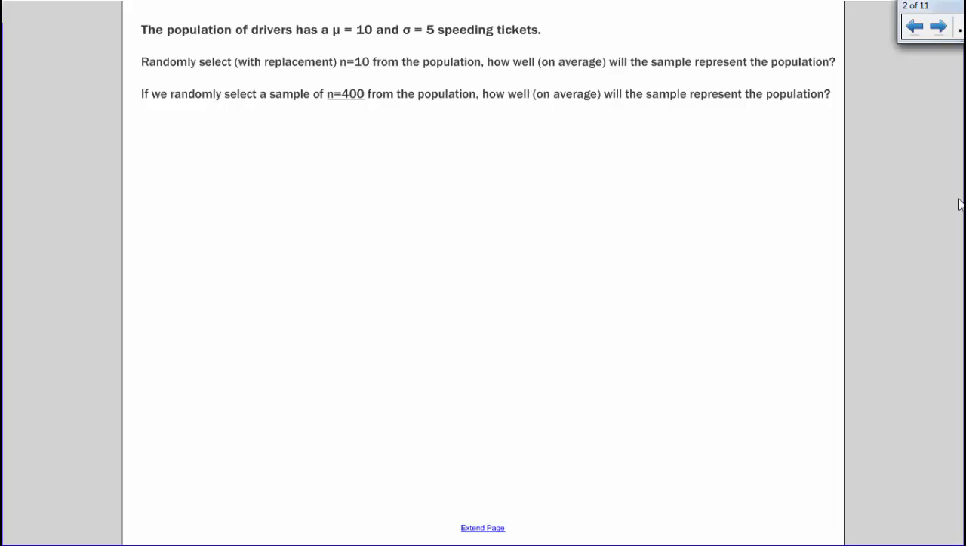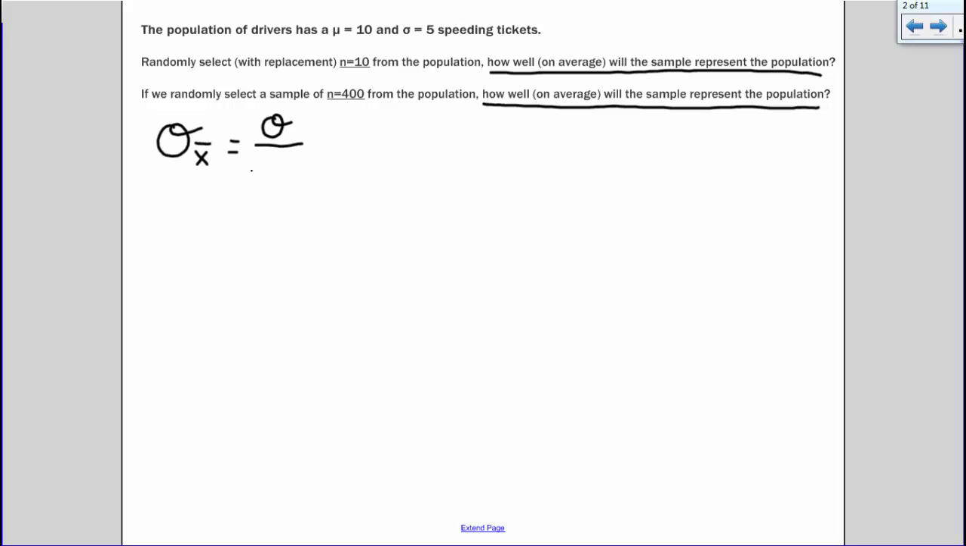And then the second one, same thing. If we randomly select now a sample of 400 people from the population, how well do we think their sample mean will represent the population mean on average? So if we are wanting to know how well, on average, the sample represents the population, what am I asking for? Think about it for a second. So hopefully you were able to identify that I'm asking you for the standard error, which is equal to the standard deviation divided by the square root of the sample size.